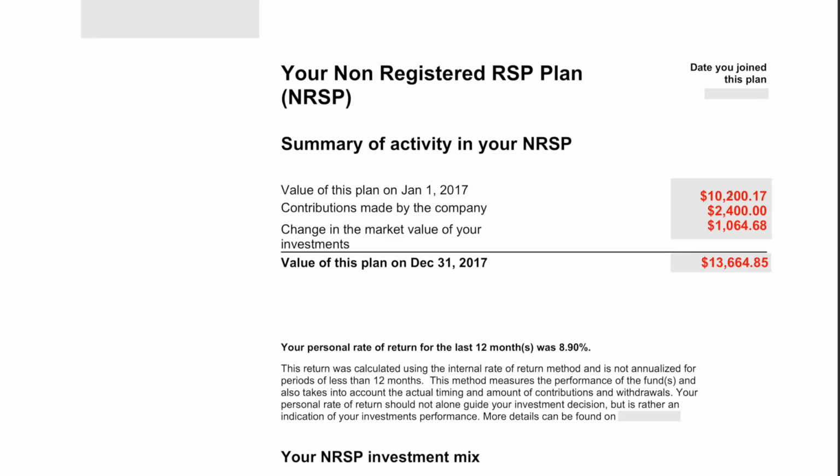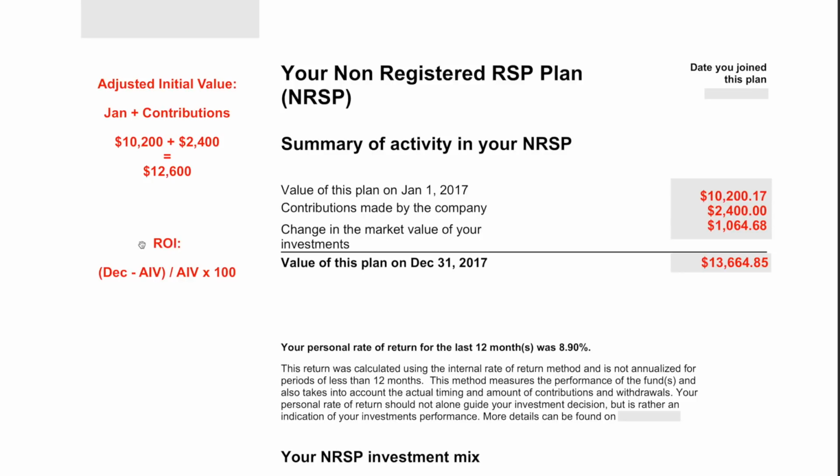Here we go. So what we're going to do is we're going to take the value of the plan January 1st. We're going to have the contributions. We're going to add those together. So our adjusted initial value is going to be the January plus the contributions. So 10,200 plus 2,400. So our adjusted initial value is going to be $12,600.